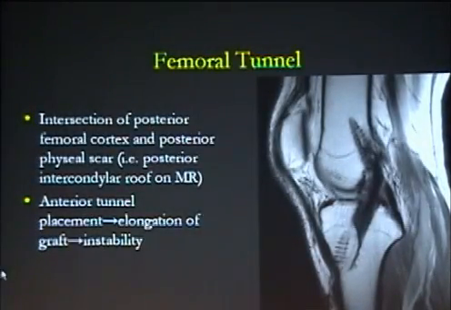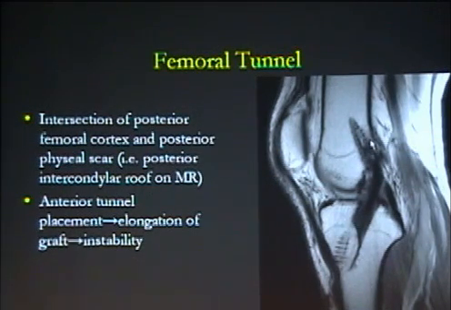So how do you evaluate these? I think these are kind of tough, and I'm always asking for consults from my colleagues on these because I think they can be a little bit difficult, but there are some rules that you can follow to help you evaluate these. Where should the femoral tunnel be? The femoral tunnel should be at the intersection of the posterior femoral cortex and the posterior physeal scar.